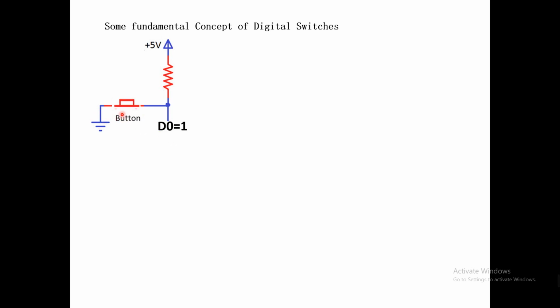Now if we press the switch, if we press this key, what will happen? The value at this point will be 0. Why will it be 0? Although it is directly connected with the plus 5 volt via resistor, this is the shortest path of the loop, and we can see this point is directly connected with the ground. So at this point, the potential will be 0, so D0 will be 0. This is the basic understanding, and we will use this knowledge to understand the interfacing of the keyboard.